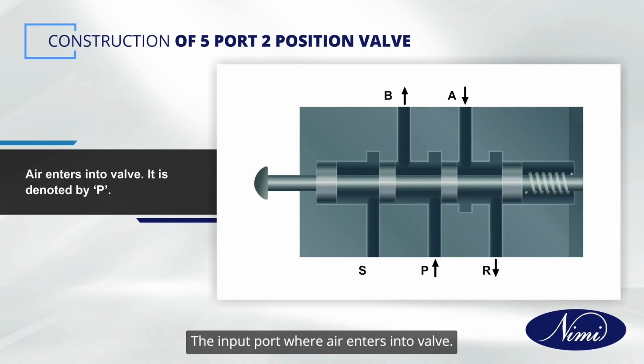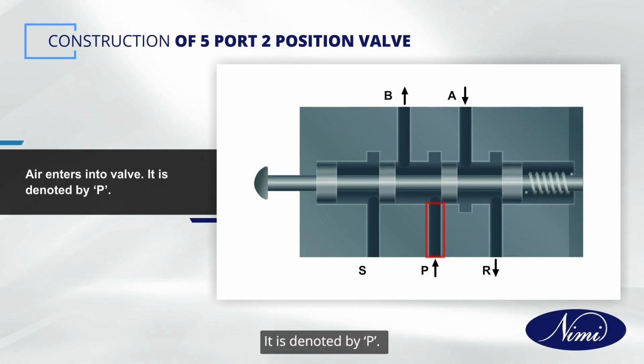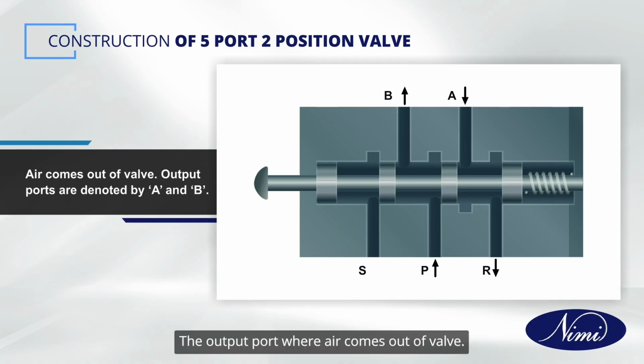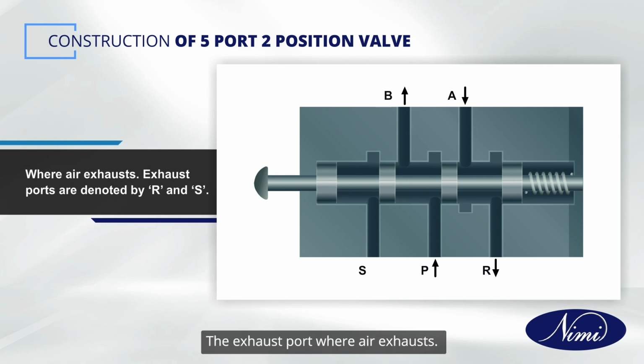The input port is where air enters the valve. It is denoted by P. The output port is where air comes out of the valve. Output ports are denoted by A and B. The exhaust port is where air exhausts. Exhaust ports are denoted by R and S.